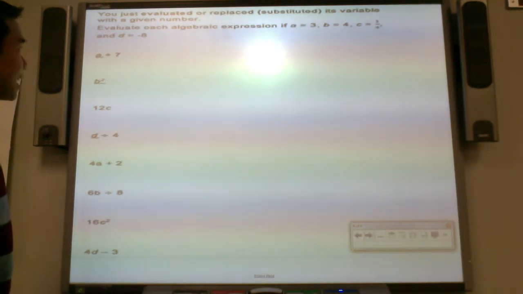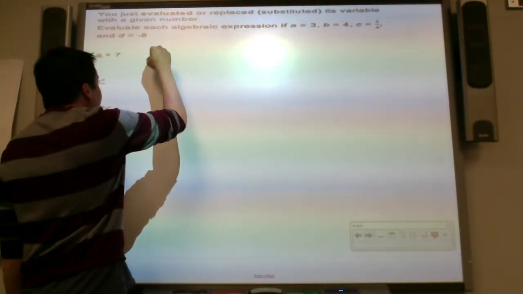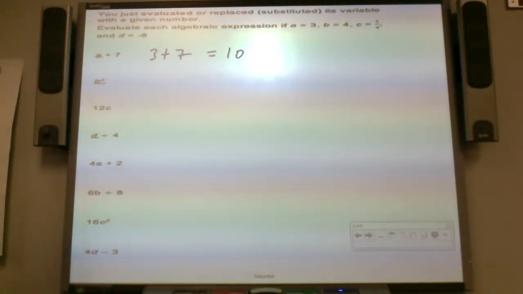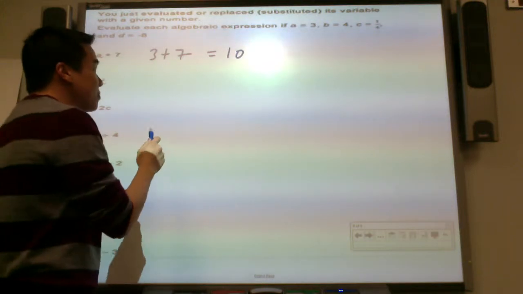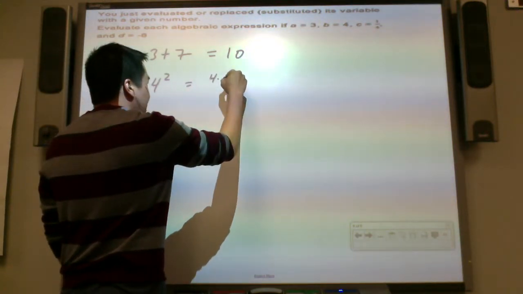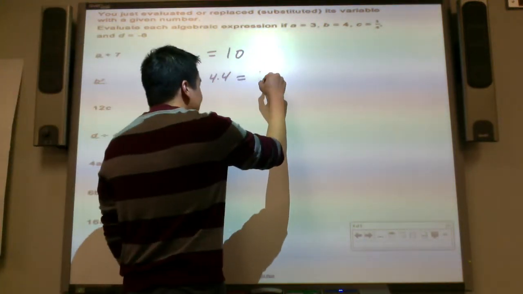So a plus 7. If I substitute, evaluate, or replace a with 3, 3 plus 7 will be 10. b squared. If I evaluate, substitute, or replace the b with a 4, 4 squared is 4 times 4. Remember, 4 repeats how many times? Twice. 4 times 4 is 16.